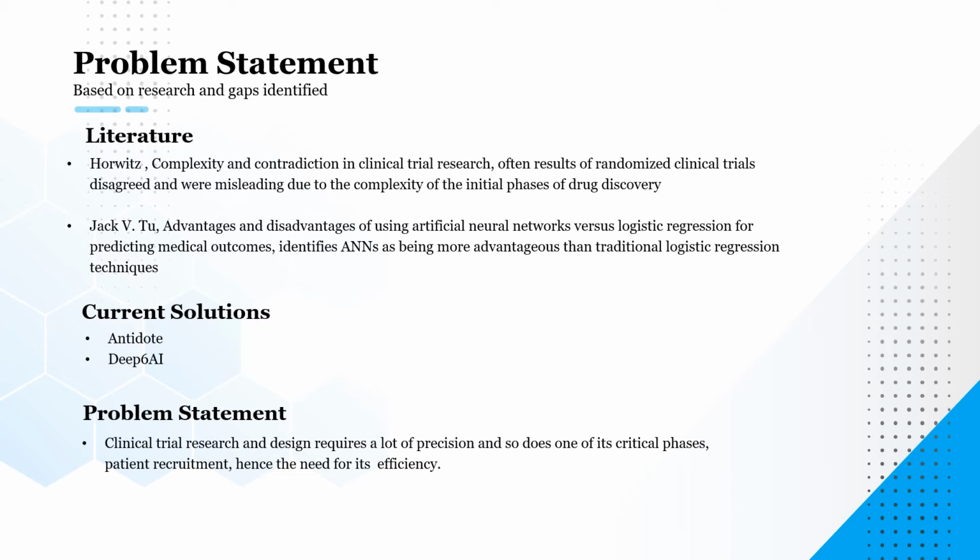And secondly is Deep6 AI, which uses NLP, natural language processing. Deep6's algorithms are trained on patient medical data and thousands of clinical data points, such as symptoms, diagnosis, and test results, and they are extracted from patient health records. These solutions have not explored the use of artificial neural networks in predicting the eligibility of patients in electronic health records for a vaccine trial, which is the gap this research seeks to concentrate on. The problem statement deduces that clinical trial research and design requires a lot of precision, and so does one of its critical phases, patient recruitment, hence the need for its efficiency.